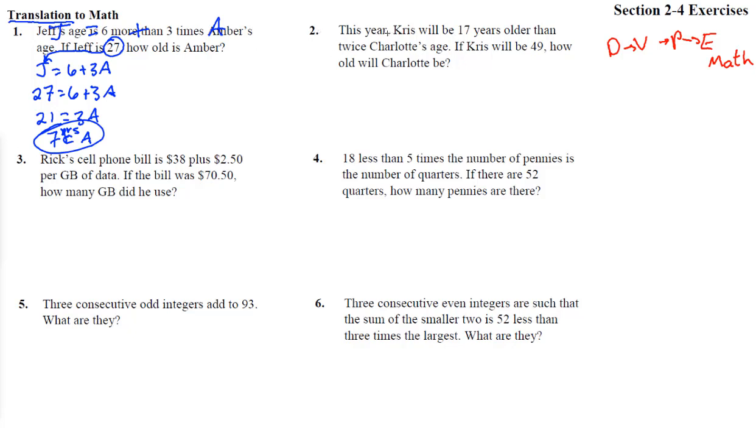All right, number 2. This year, Chris, that's going to be one of the variables, will be 17 years older than, that's a plus, twice Charlotte's age. So K and C. So let's write that equation out in math. K will be, that's the equal sign, 17 older than twice Charlotte's age. And it says Chris will be 49, so let's put that 49 in where the K is and see if it gives us an equation. 49 equals 17 plus 2C, and it does indeed. We have an equation. Yay!